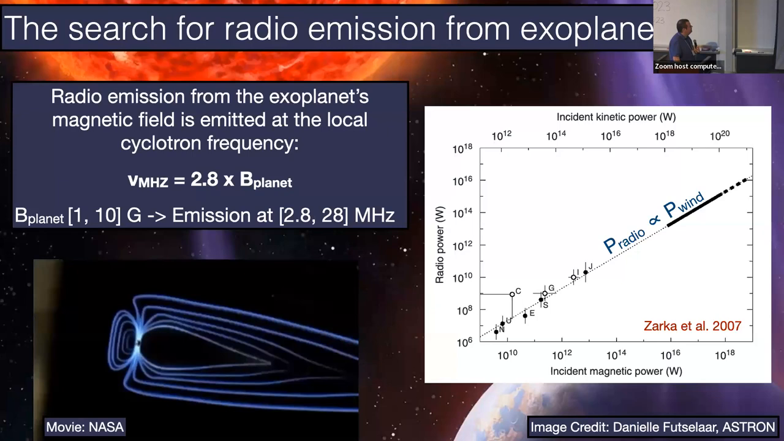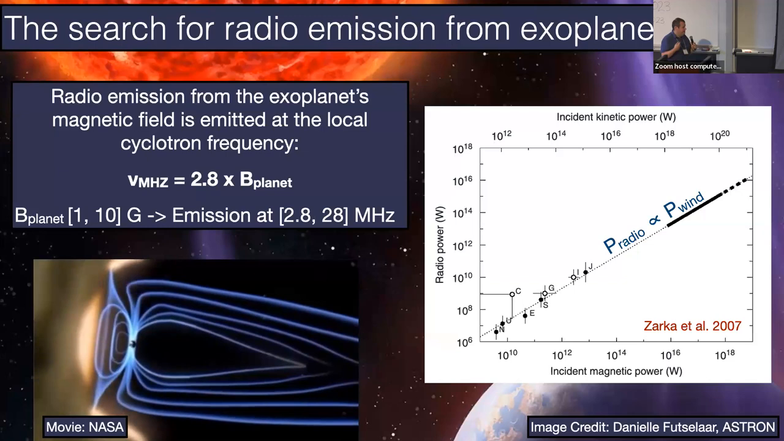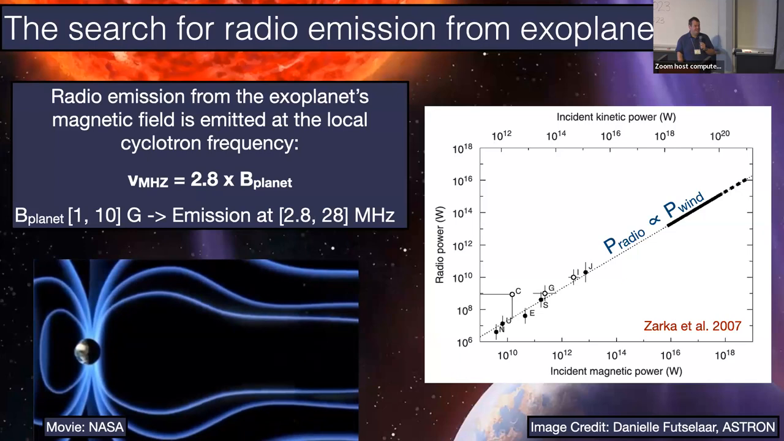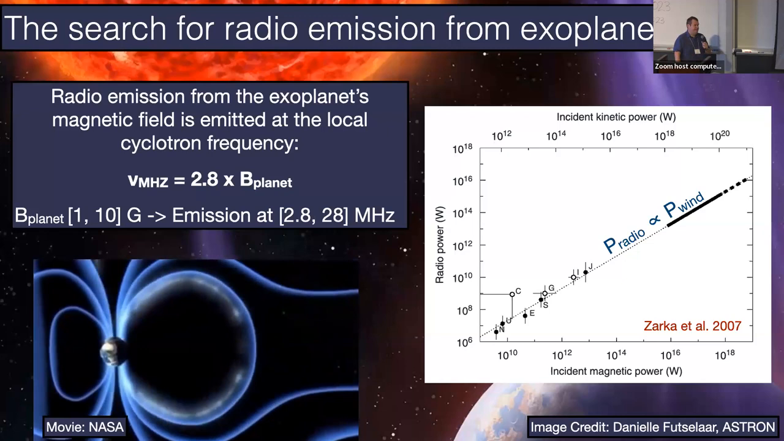So just finally, I've got about 5 minutes left. I'm going to talk very briefly about radio emission, which I think is one of the most promising methods for detecting exoplanetary magnetic fields. And so there are two types of radio emission we can search for when looking for exoplanets. We can look at radio emission from the planet itself in the form of aurora.